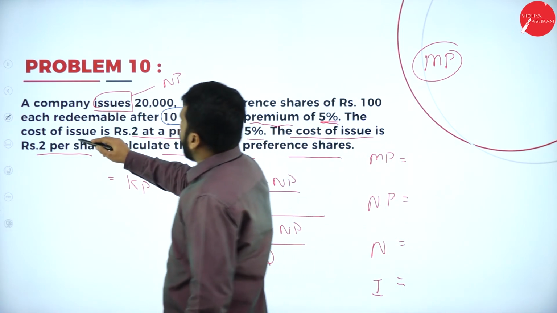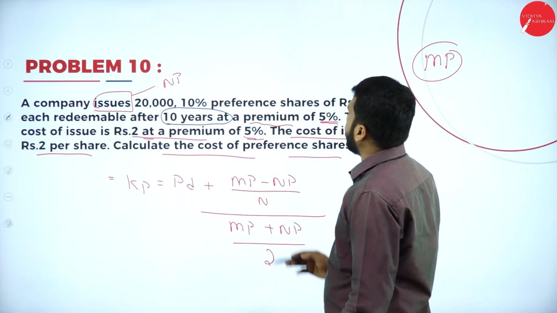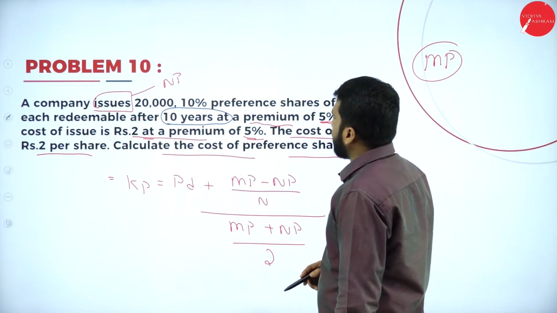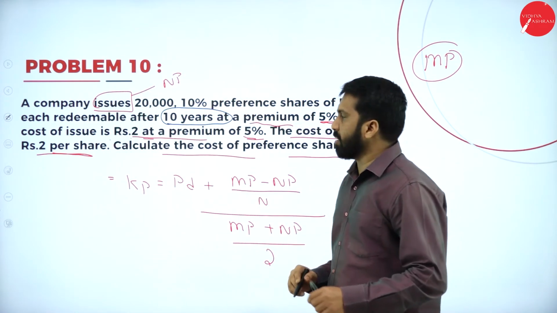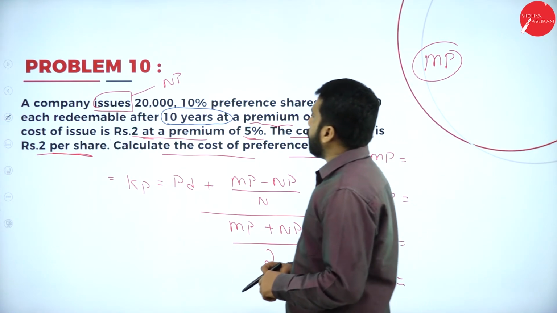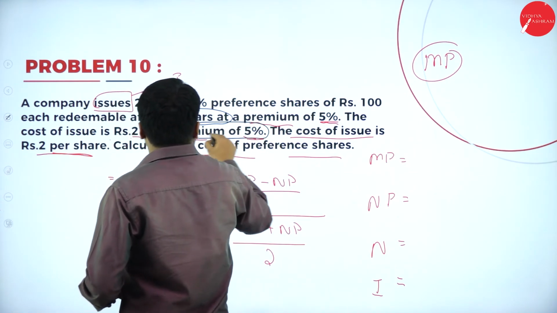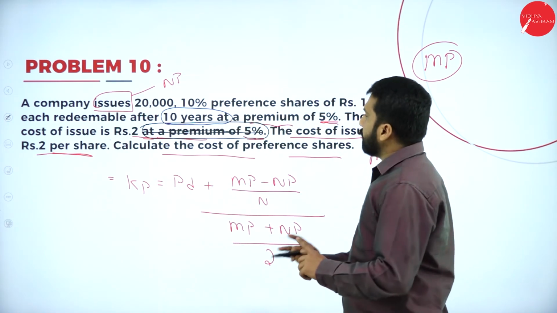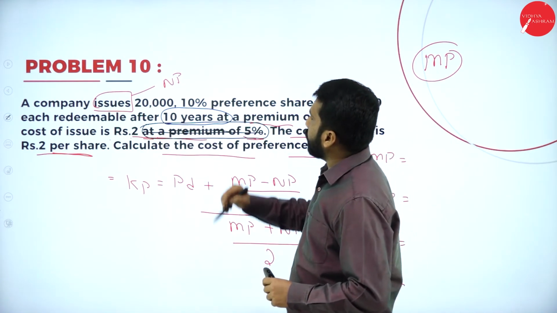The cost of issue is rupees 2 at a premium of 5%. Then the cost of issue is rupees 2 per share. Now, cost of issue is what? 2 rupees per share. Now, calculate the cost of preference shares. See, it is actually repeated, it is a previous line, at a premium of 5%. Now, just remember the cost of issue is 2.